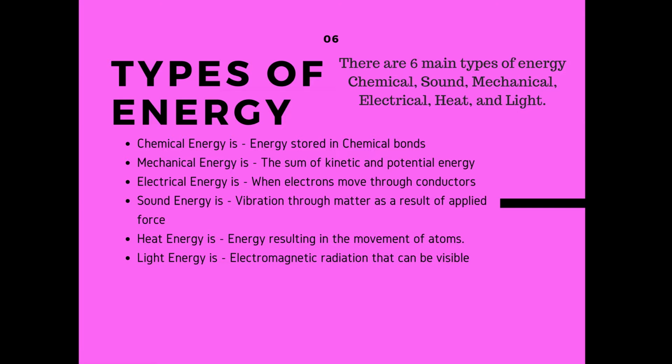Types of energy. There are 6 main types of energy, including chemical, sound, mechanical, electrical, heat, and light. Chemical energy is the energy stored in chemical bonds. Mechanical energy is the sum of kinetic and potential energy. Electrical energy is when electrons move through conductors.